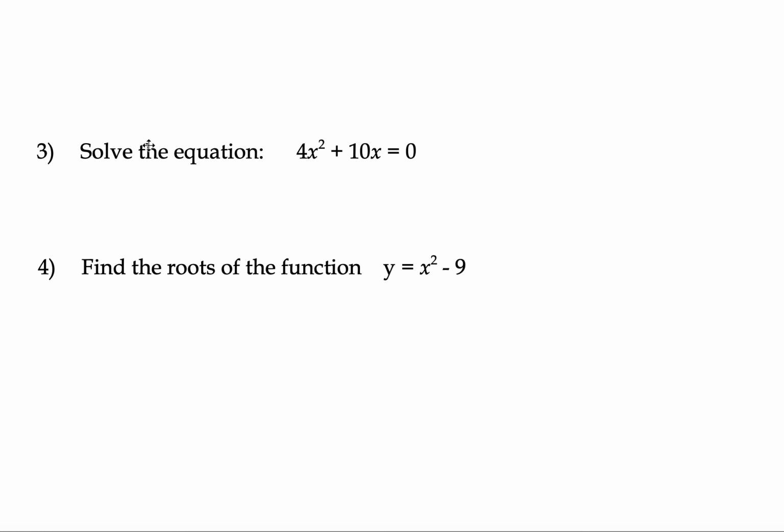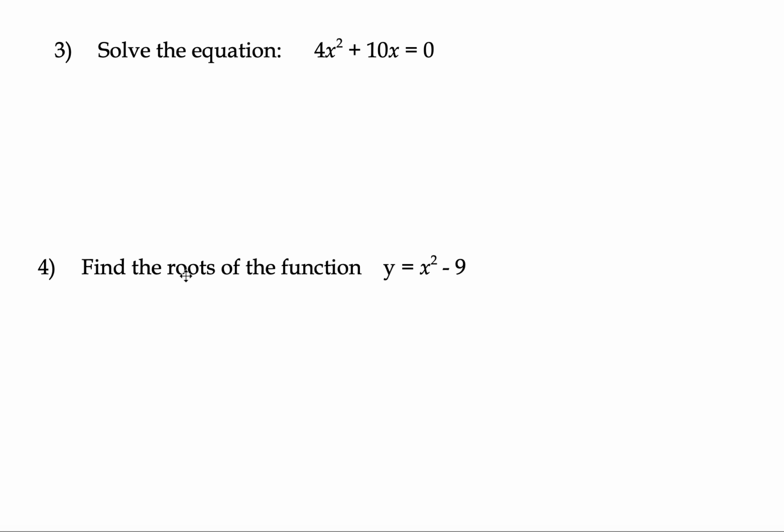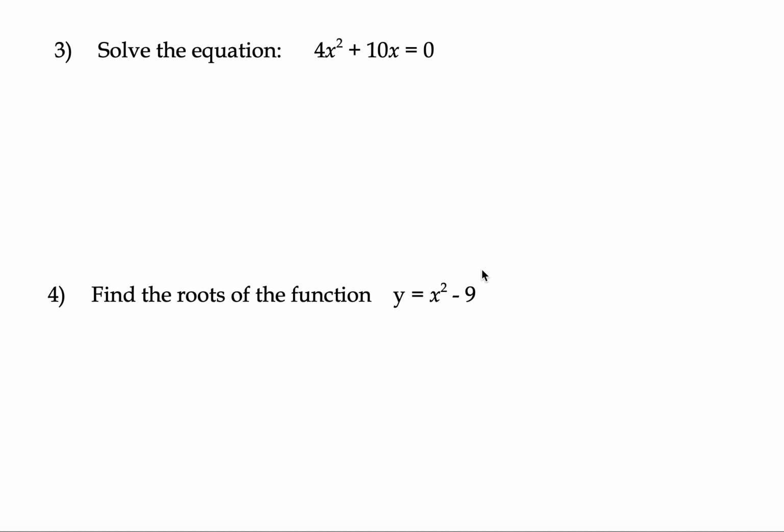I haven't got any pictures now, so we're on our own, but I've also introduced a couple of examples where we have to use different types of factorising. So question 3 says solve the equation 4x squared plus 10x equals 0.